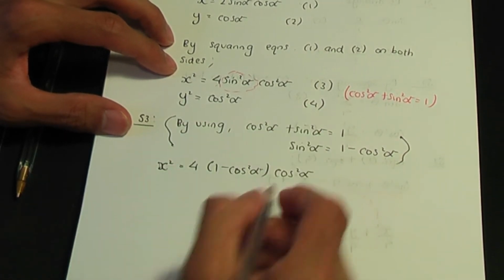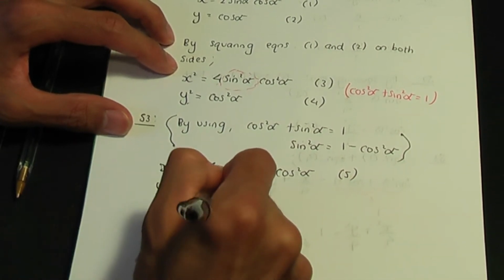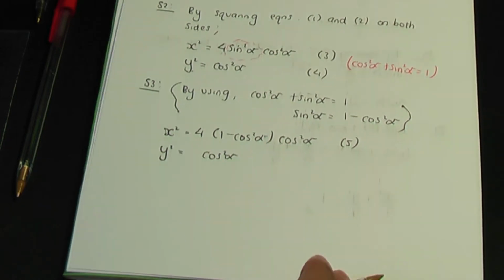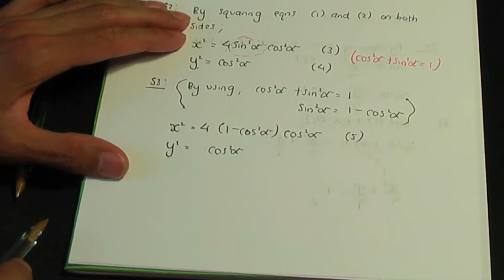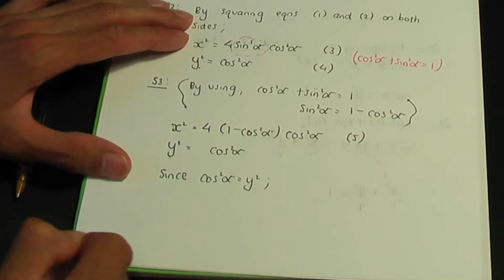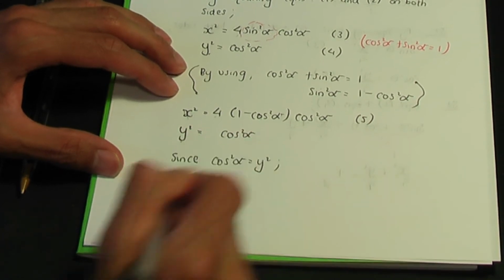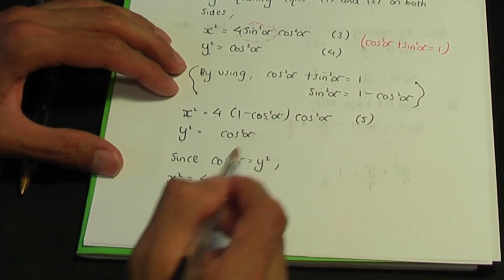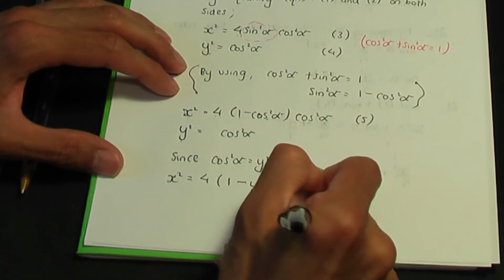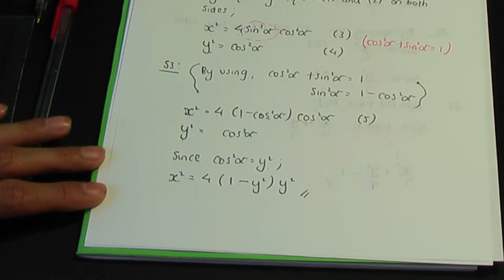Okay, and you can call that equation number 5. And equation 4, let's keep it as it is: y squared is cos squared alpha. Now it's just a case of replacing the cos squared alpha terms by y squared to get the Cartesian equation. Since cos squared alpha is y squared, if we do the replacement, we're going to have x squared on the left, that's equal to 4, open a bracket, 1 minus cos squared alpha, which is y squared, multiplied by cos squared alpha again, which is y squared. So here's our equation involving x and y only, so hence this is our Cartesian equation.